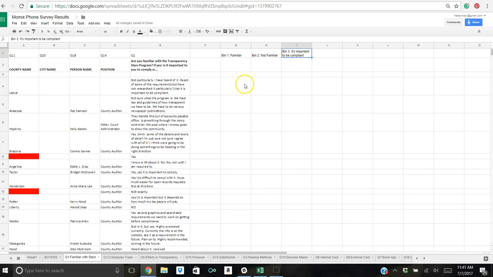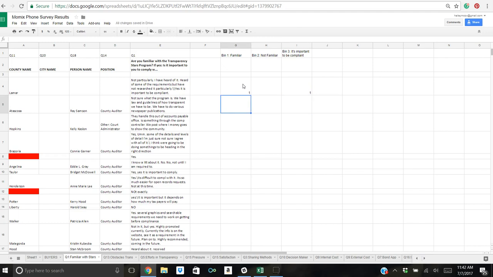So the way that I would bin this is I would go through and I would read the response. "Not particularly, I have heard of some of the requirements, but have not researched it. Particularly, yes, it is important to be compliant." So then I would assign this response into bins. So they fit into bin number 1, they are familiar. And then they also fit into bin number 3, it's important to be compliant. So now I'll move to the next one.